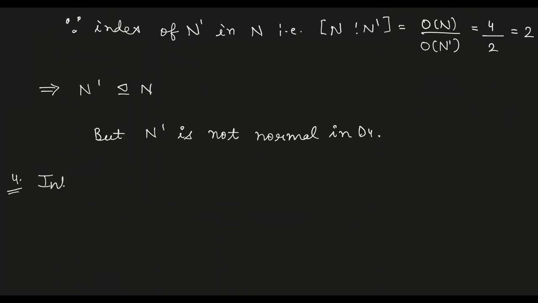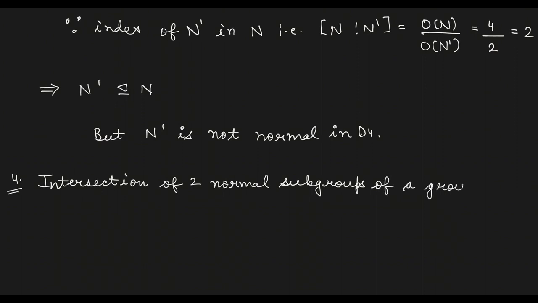Next, intersection of two normal subgroups of a group G is again normal in G.